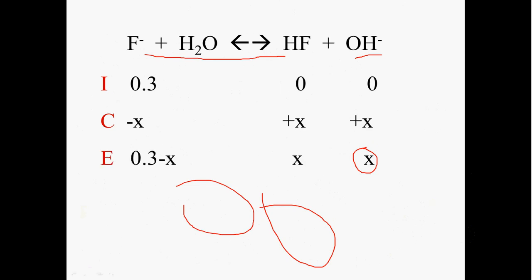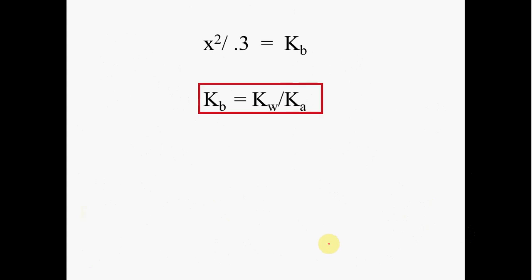So once you have your ICE table and you put your x squared over 0.3, the biggest step is to remember that x is going to be hydroxide and this is a Kb. And then you have to find the Kb. The Kb will be equivalent to the Kw over Ka. The relationship to solve for Kw is always Ka times Kb. Remember, pH plus pOH. Now you have a Ka times a Kb giving you a Kw. So you solve for the Kb.